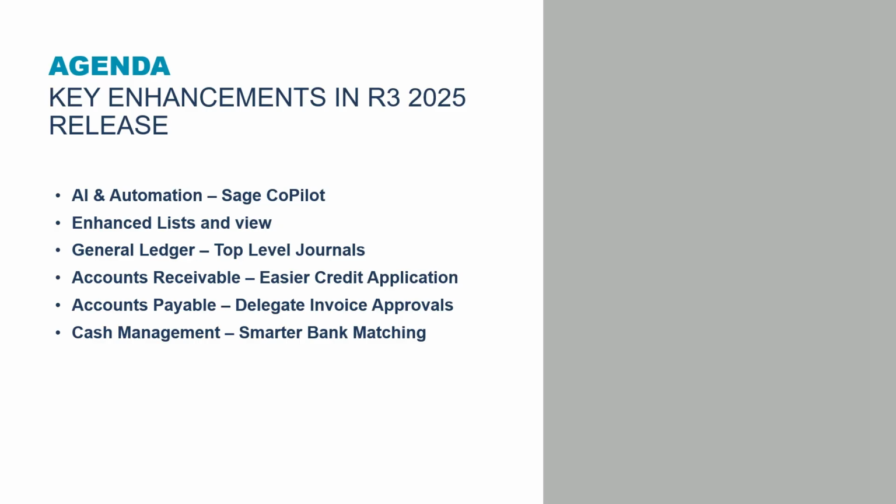We'll start with showing you where to find those release notes in Intacct, and then we'll get right into the details. So what we'll cover, we'll start with Sage Copilot, which is an AI-powered way to find answers in Intacct. Then we'll move into the enhanced lists and views, updates in the general ledger, accounts receivable, accounts payable, and then cash management. I'll switch between slides and we'll jump into Intacct as well so you can see each feature as we go.